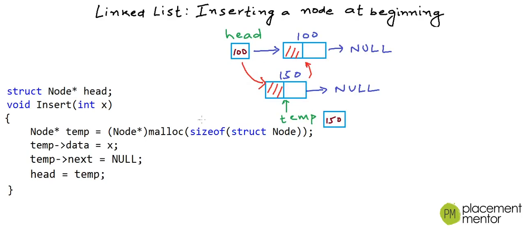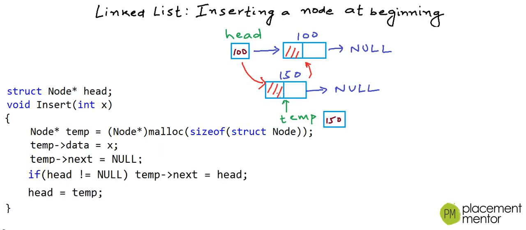So what we can do is we can write something like, if head is not equal to null, or if the list is not empty, first set temp.next equal head. So we first build this link, the address here will be 100, and then we say head equal temp. So we cut this link and point head to this newly created node, and this is our modified linked list after insertion of this second node at the beginning of the list.